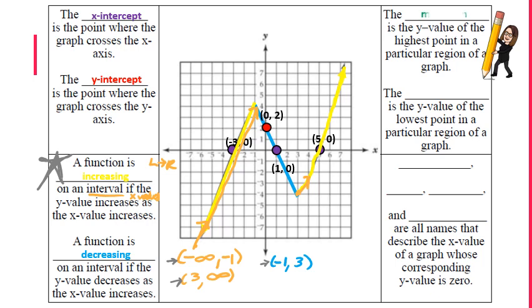The maximum is the y value of the highest point in a particular region of the graph. In this case, the highest point, keyword point, is going to be at -1, 4. Sometimes we'll have more than one maximum. Think of it as the tops of curves or the tops of V's, or where it changes direction. Therefore, the opposite has to be minimum.